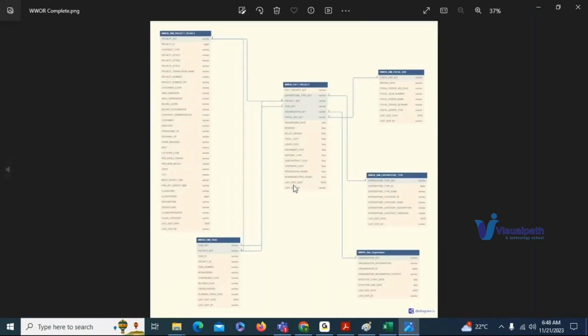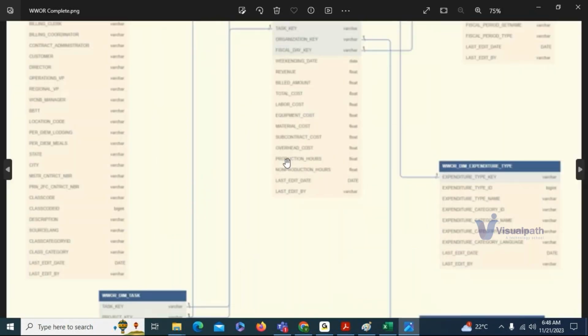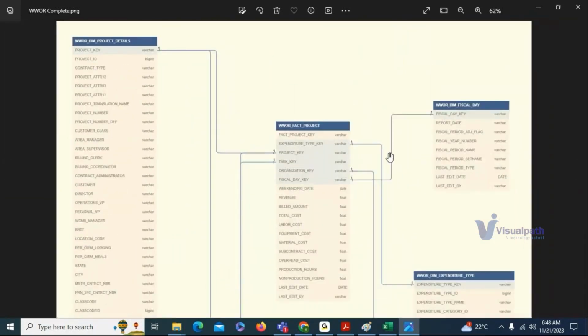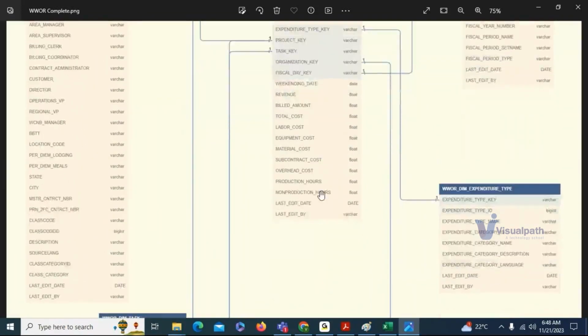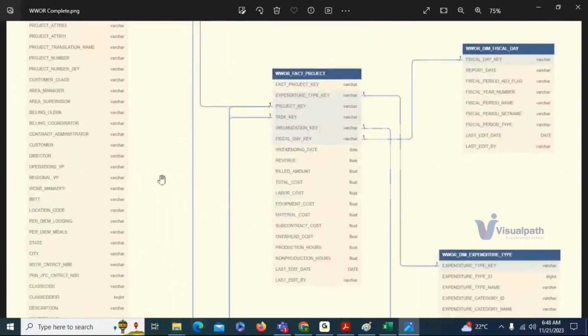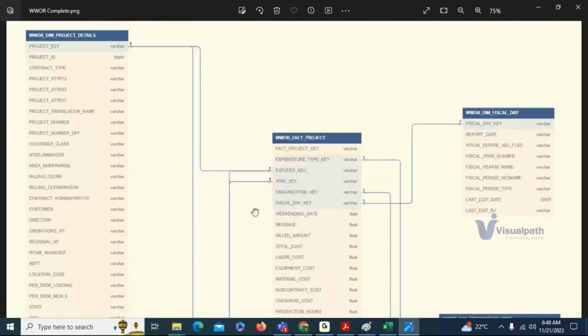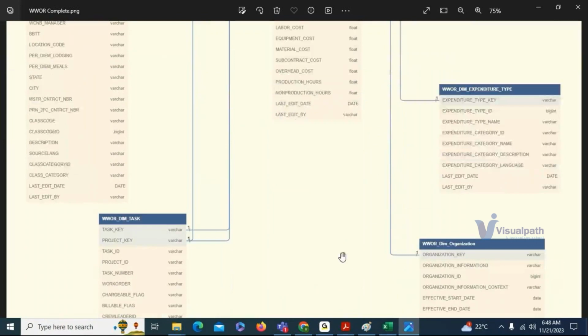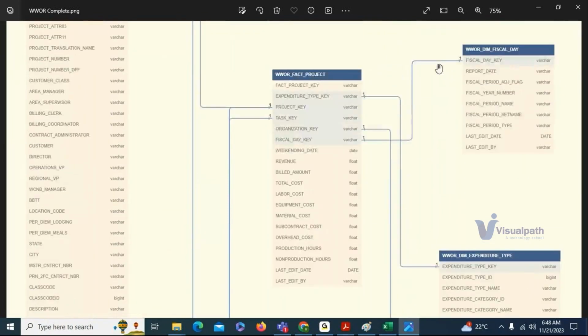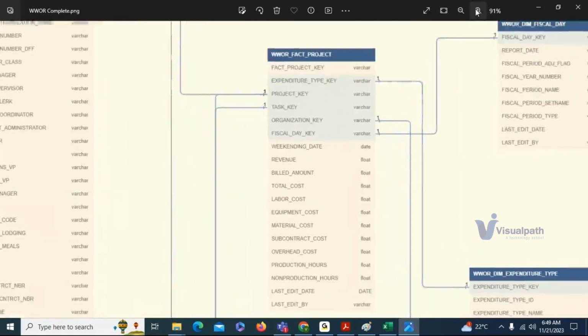So this is one diagram. It is still opening. Give me one second. So this is the data model that was created for one of the use cases. Fact project, physical day, expenditure type, task, and then you have project. With this, you are going to derive the cost of all the information by connecting to all these tables. This is what your data architect is going to do. This is what I do on a day-to-day basis.